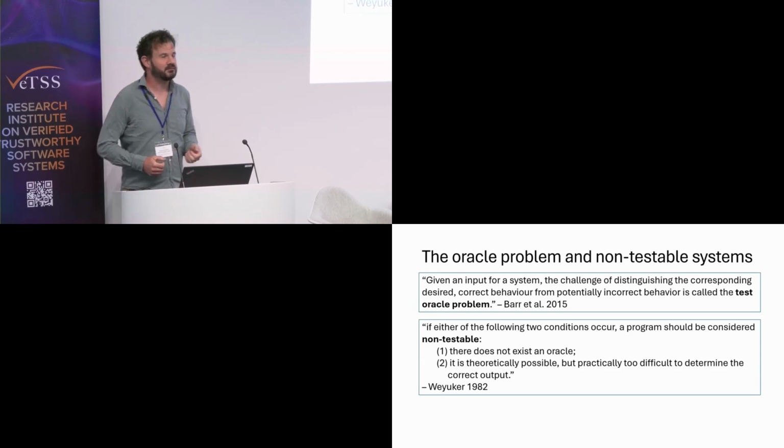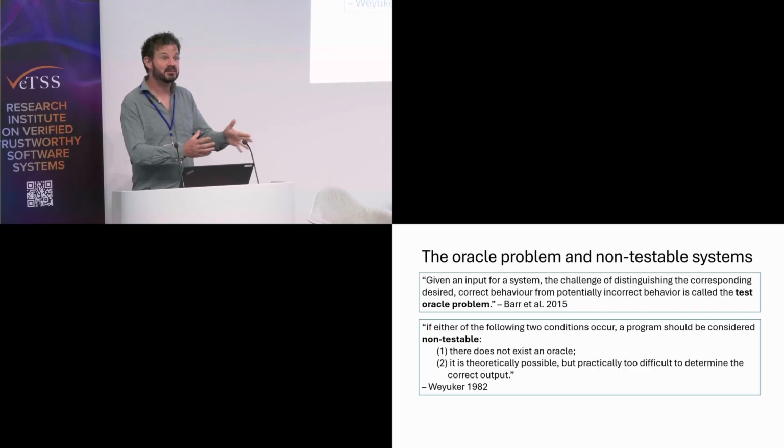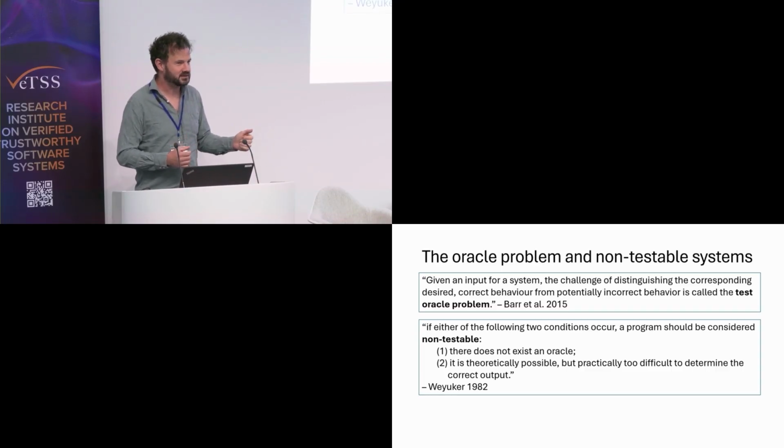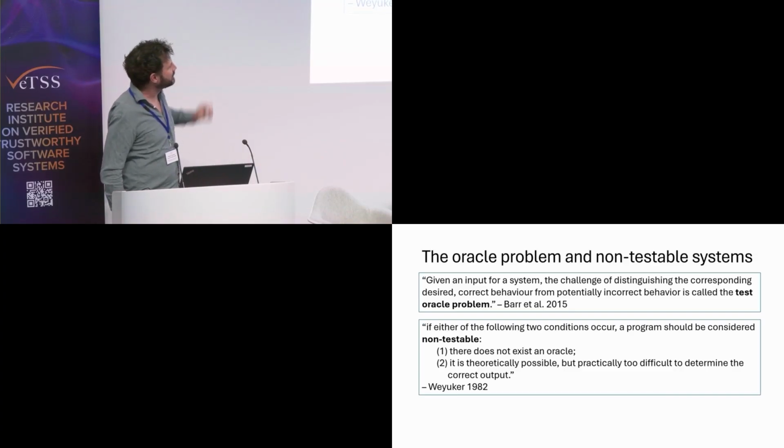So for example, if we think about a forecasting system, maybe a COVID pandemic model, we can't tell when we come to test the system whether it produced the right response. The whole point of the system is to try and tell us something we don't know, and to some extent we have to trust it, right? So there in principle isn't an oracle for such a system. And then point two, it's theoretically possible, but practically too difficult to determine the correct output.